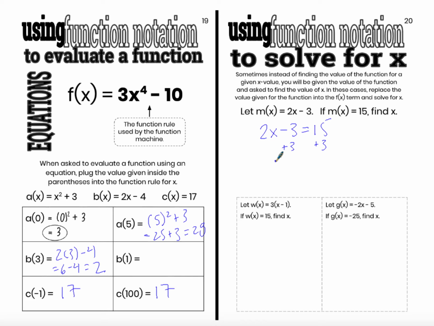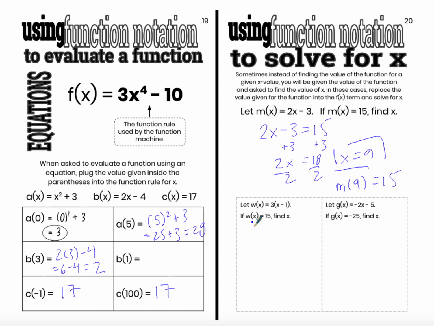So I will just use my inverse operations. 2x equals 18. x equals 9. So my answer is x equals 9. I can represent this with the entire function rule statement. m of 9 equals 15. This tells me for the function m with an input of 9, my output is 15.